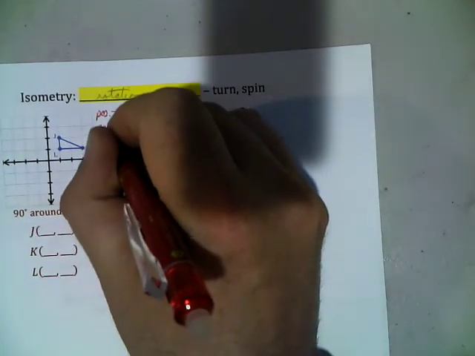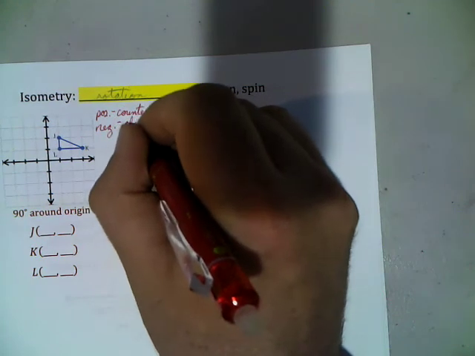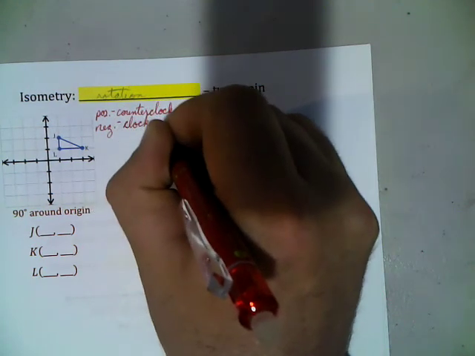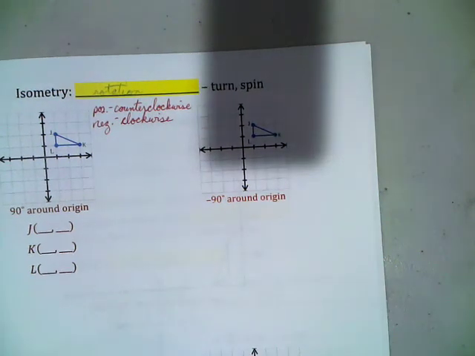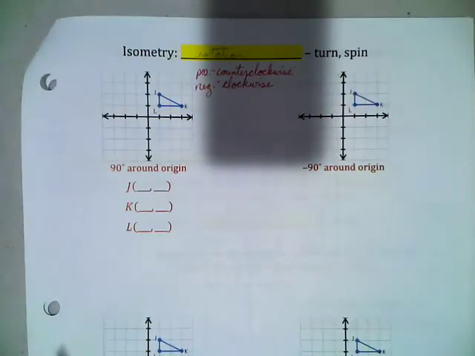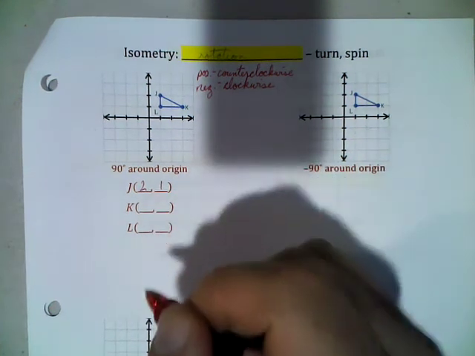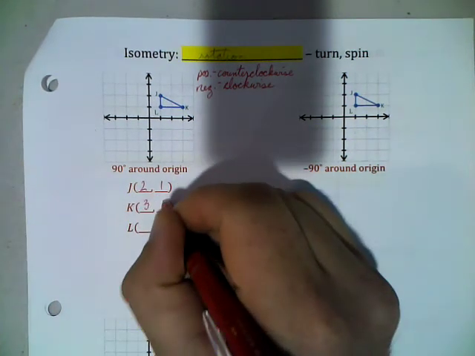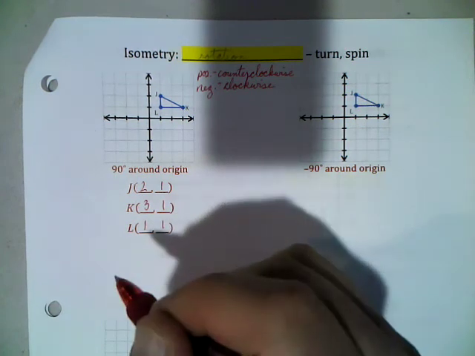And a negative rotation in mathematics is clockwise. So when it comes to these, it can be helpful ahead of time to think through where your points are. J is at (2, 1), K is at (3, 1), and L is at (1, 1).